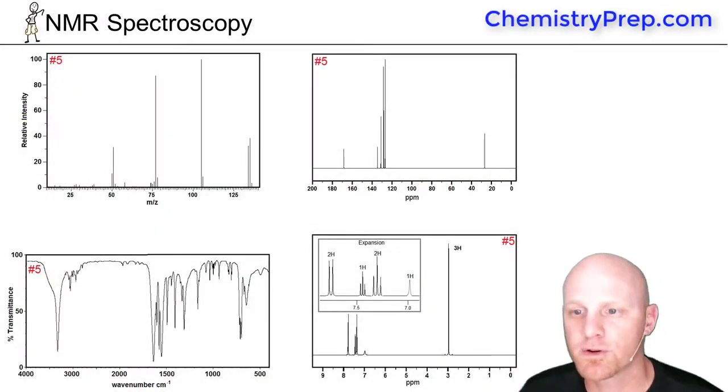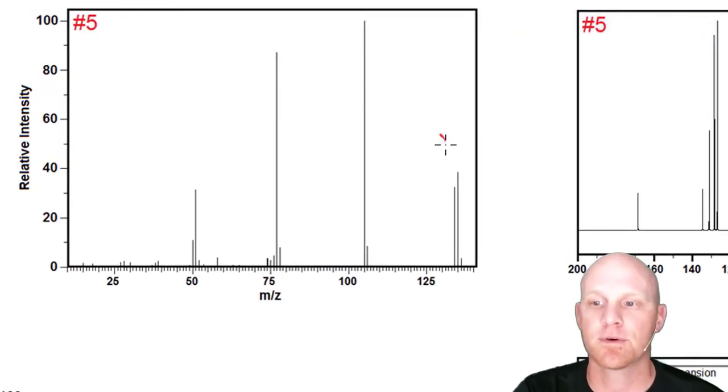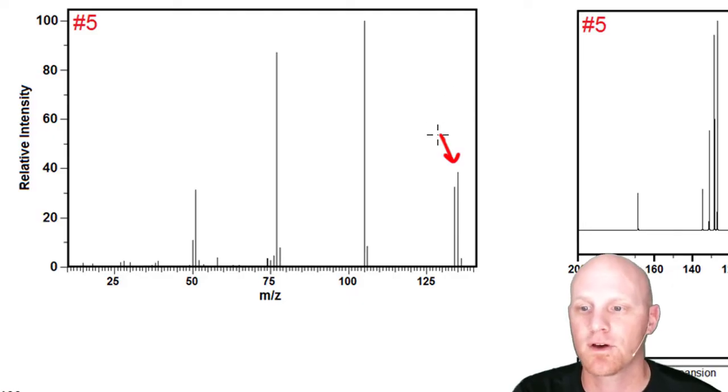Okay, we're going to take the same approach here and look at the mass spectrum, then the IR, then the carbon-13 NMR, then the proton NMR. And in the mass spec, first thing I want to find is that molecular ion peak. So in this case, we see that our molecular weight here is 135.